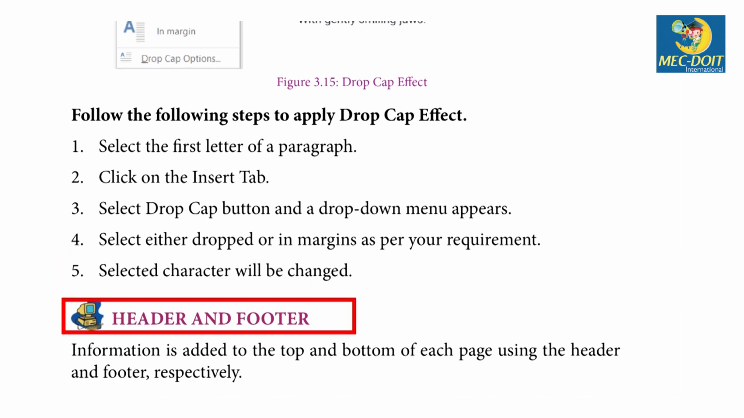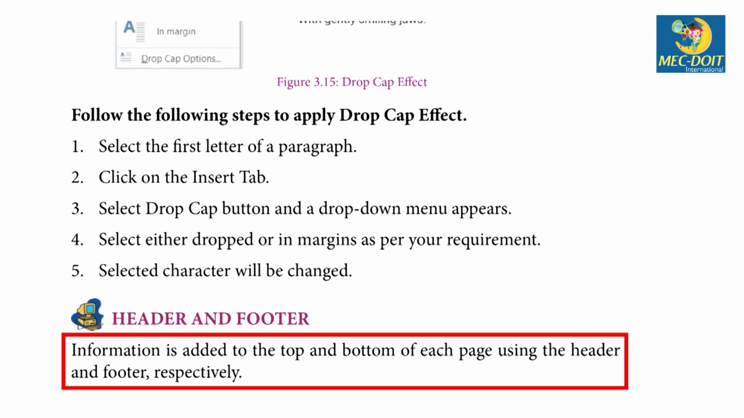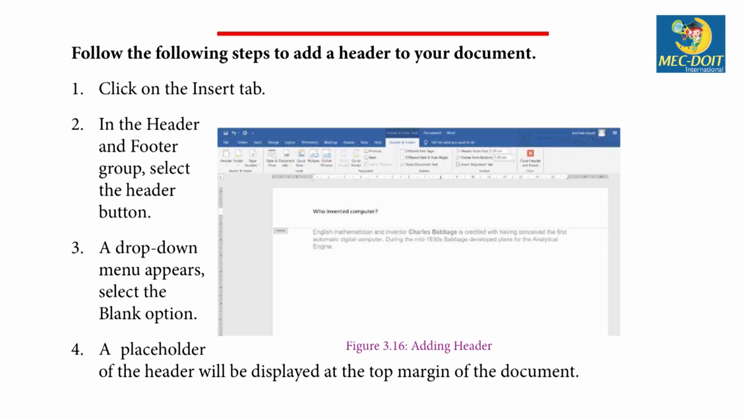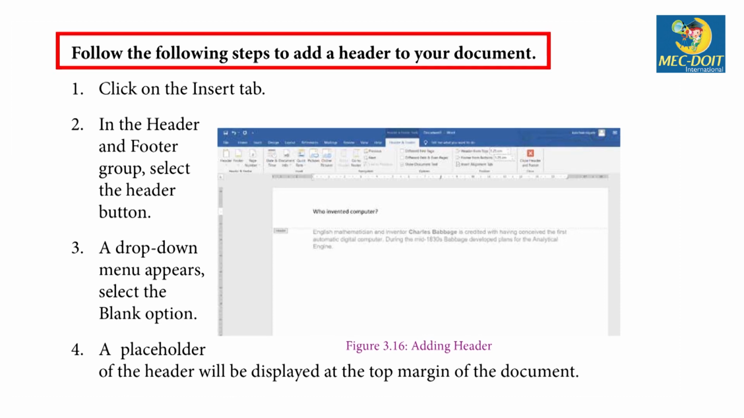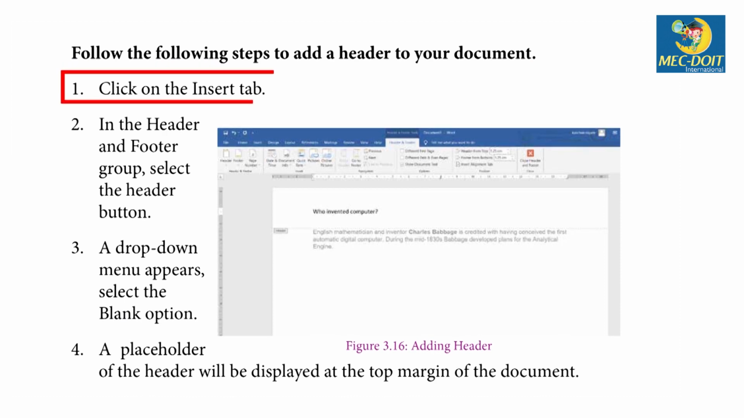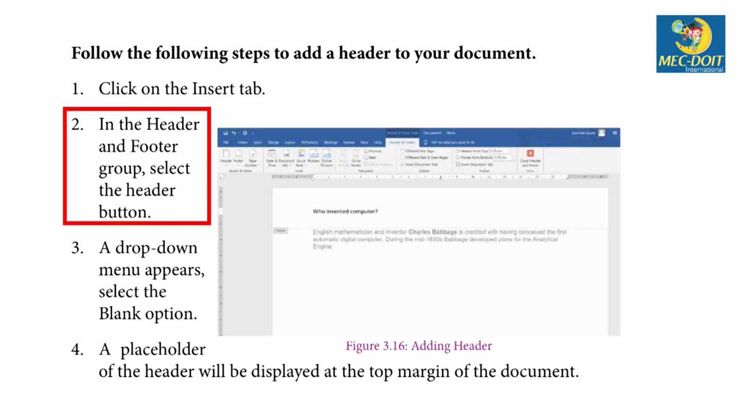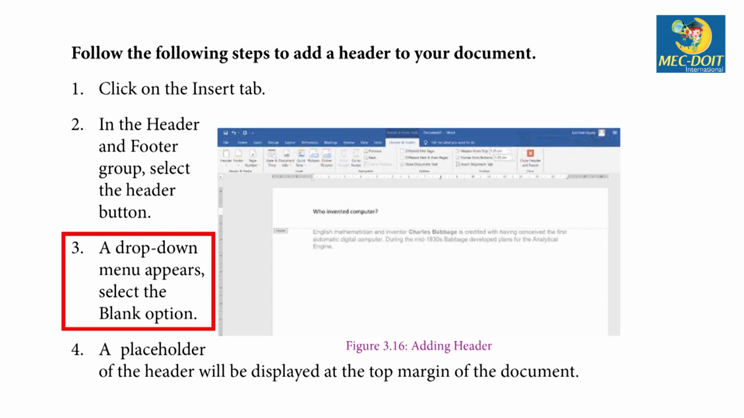Header and footer. Information is added to the top and the bottom of each page using the header and footer respectively. Follow the following steps to add a header to your document. 1. Click on the Insert tab. 2. In the Header and Footer group, select the Header button. 3. A drop-down menu appears, select the Blank option.